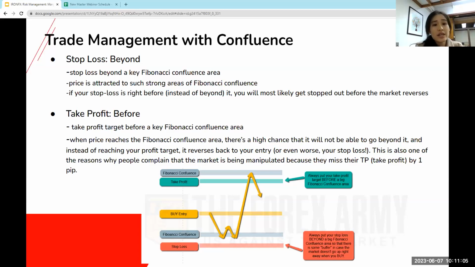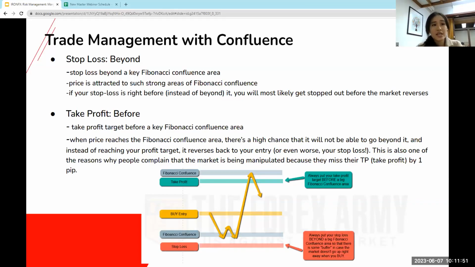So, stop loss beyond a key area. The reason for this is that more often than not, price is attracted to such strong areas of confluence, be it Fibonacci, graphical confluence, or anything like that. If your stop loss is placed right before instead of beyond the level, it will most likely get you stopped out before the market reverses. This is one of the reasons why most people wonder why they got stopped out right when the market starts to reverse. Then they might start complaining about stop hunting.